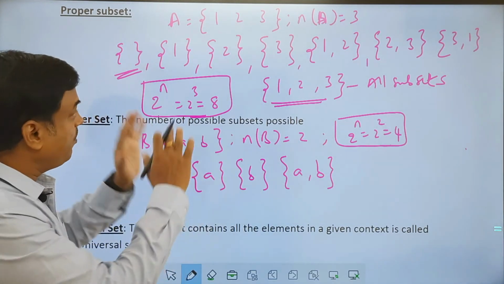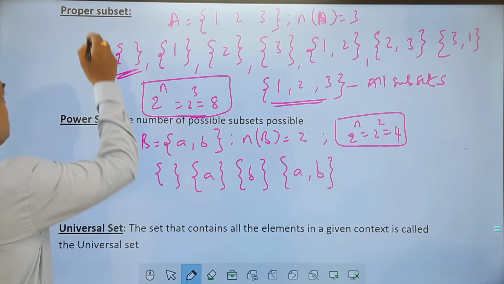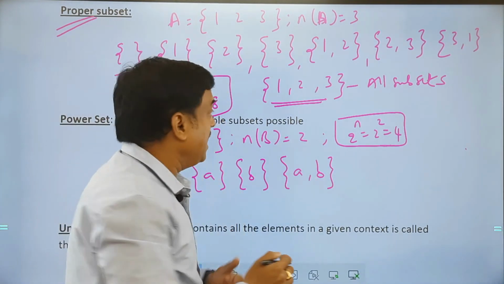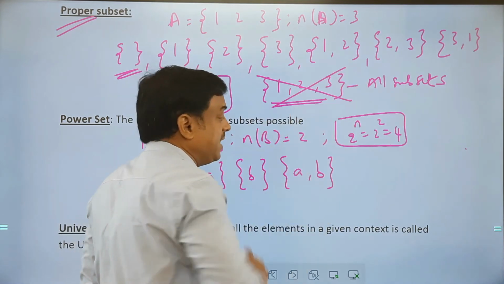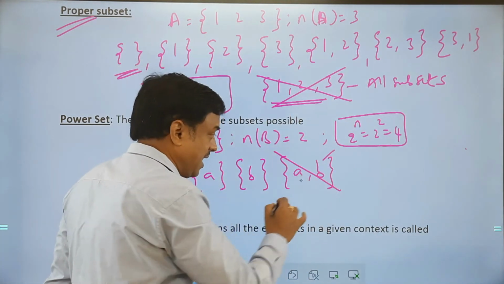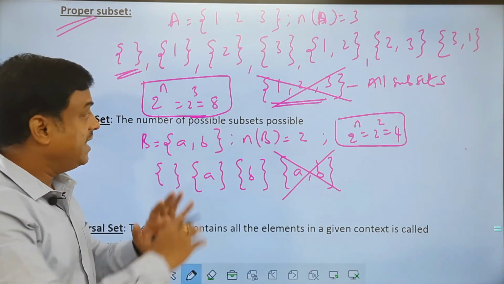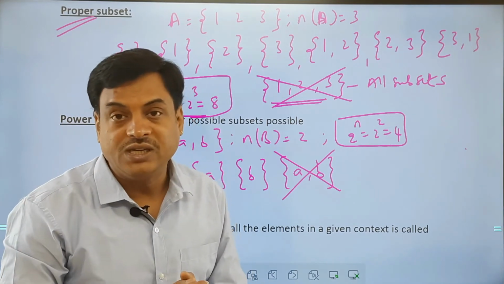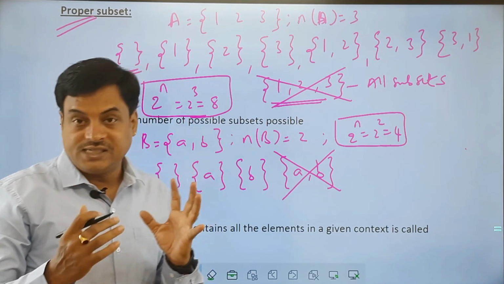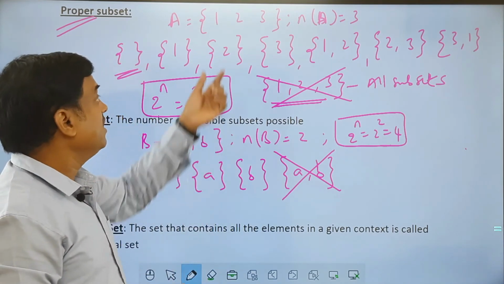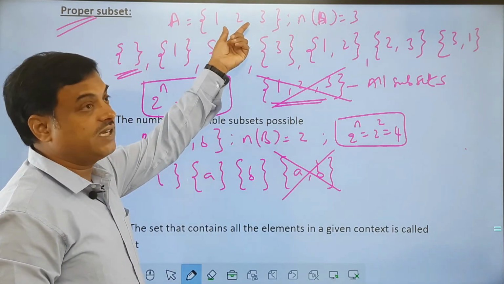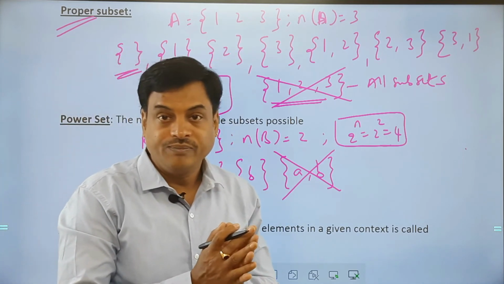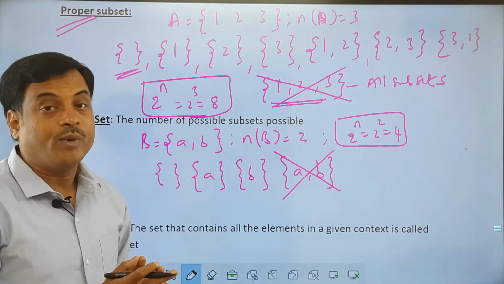So these all represent subsets. Now what is a proper subset, friends? A proper subset means other than the set itself, if you remove the same set, the rest of all the sets are called proper subsets. The definition here is all the sets which do not take all the elements of the main set. In that case, it is said to be a proper subset.